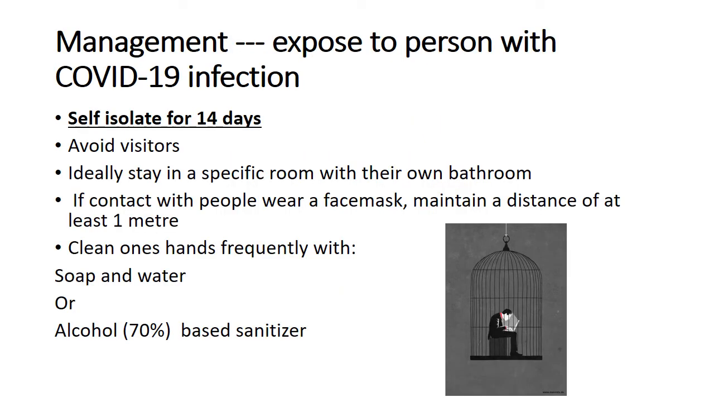How do we manage an individual who's been exposed to the virus? These individuals aren't sick yet, but they have a history of exposure to another individual who was found to have been carrying the virus. We want these individuals to go into self-isolation for 14 days, avoid visitors, ideally stay in a specific room with one's own bathroom. If one is in contact with other people, wear a mask and maintain a distance of at least a meter apart. Clean one's hands frequently with soap and water or alcohol-based sanitizer. And if there are inanimate objects in your room, like tables and chairs, frequently disinfect them.